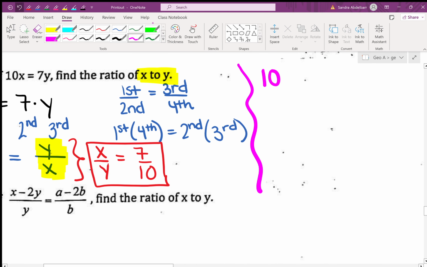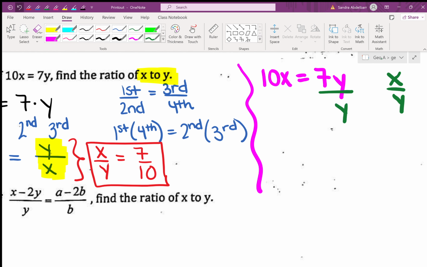Okay, so we have 10x equals 7y. Do we all agree we need to get the ratio of x to y? So I need to get x in the numerator, y in the denominator, nothing else with it. This is the algebraic way of doing this. So I'm going to start off by getting x and y together on the same side. So I'm going to divide by y. So now we have 10x over y equals 7.